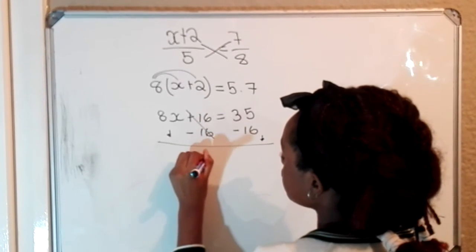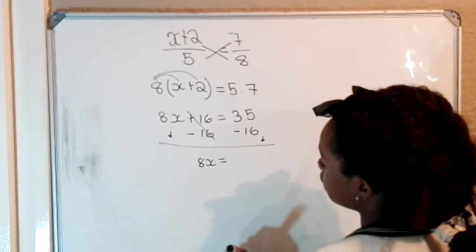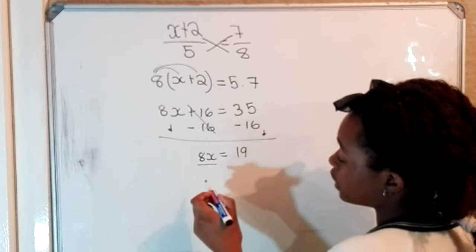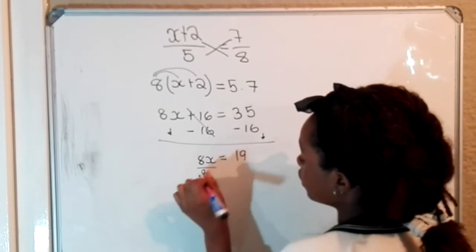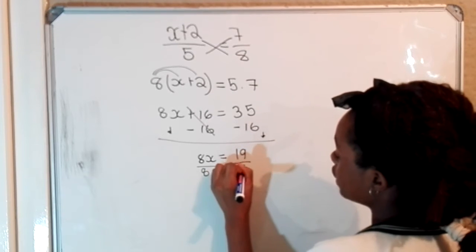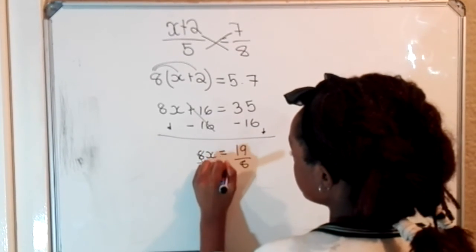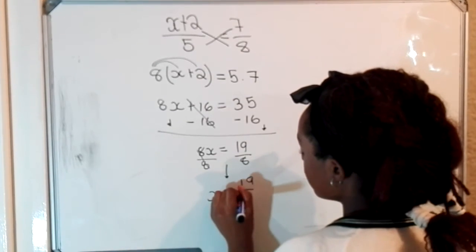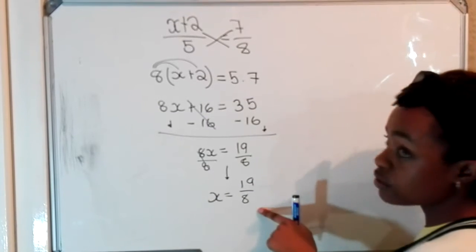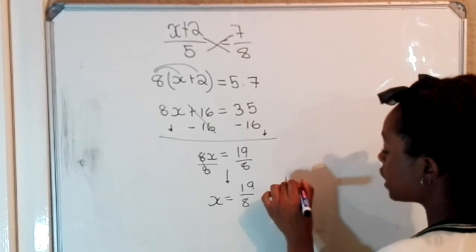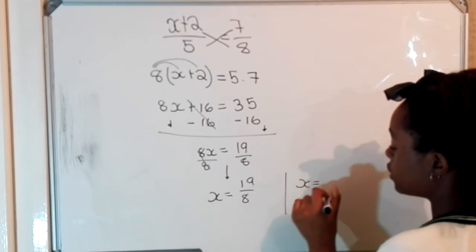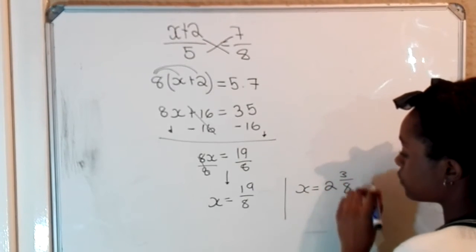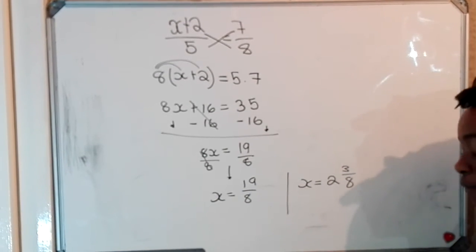We're left here with 8x equals 35 minus 16, which gives us 19, right? And because it's multiplication, we'll divide everything by 8. Whatever you do on this side, do on this side as well. The 8 will cancel. We bring this down and we'll have x is equal to 19 over 8. Since this is an improper fraction, we can write it as a mixed fraction. So x is equal to 2, since 8 goes into 19 2 times, and remainder 3 over 8. So these are your final answers.